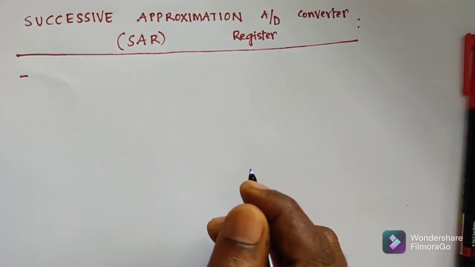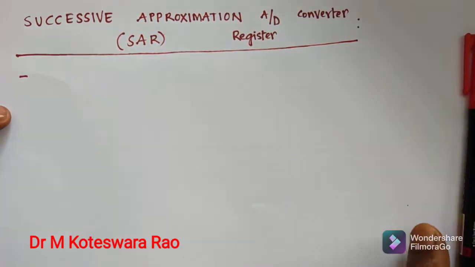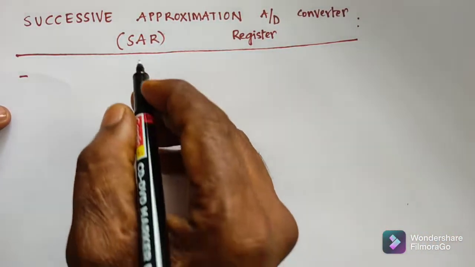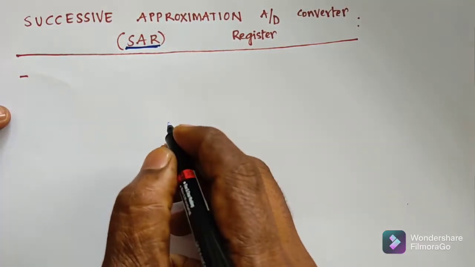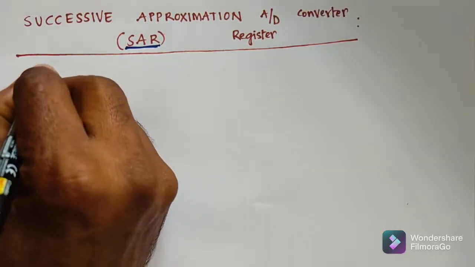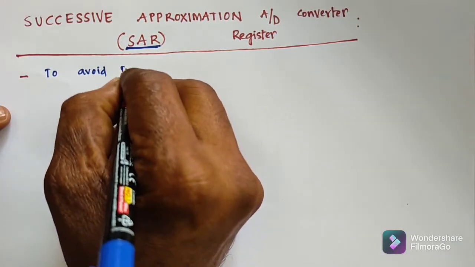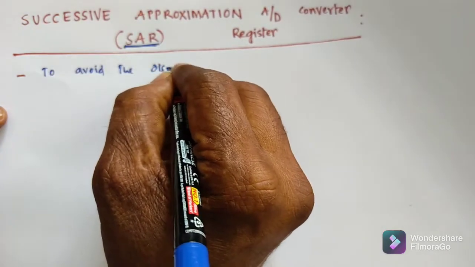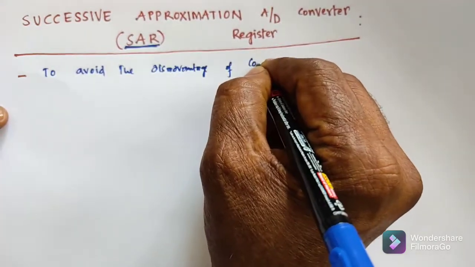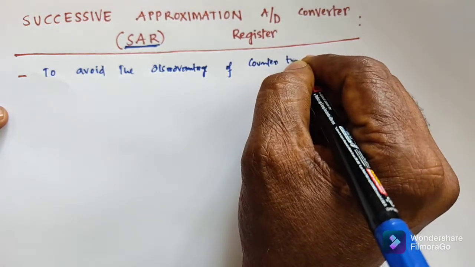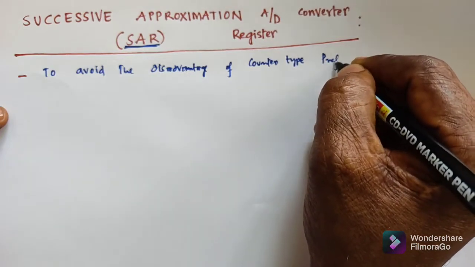Hi friends, now we are going to talk about another topic, the successive approximation analog to digital converter. That is also called SAR, successive approximation register. Why do you prefer this? It is widely preferred to avoid the disadvantage of the counter type. So that is the actual reason it is preferred.